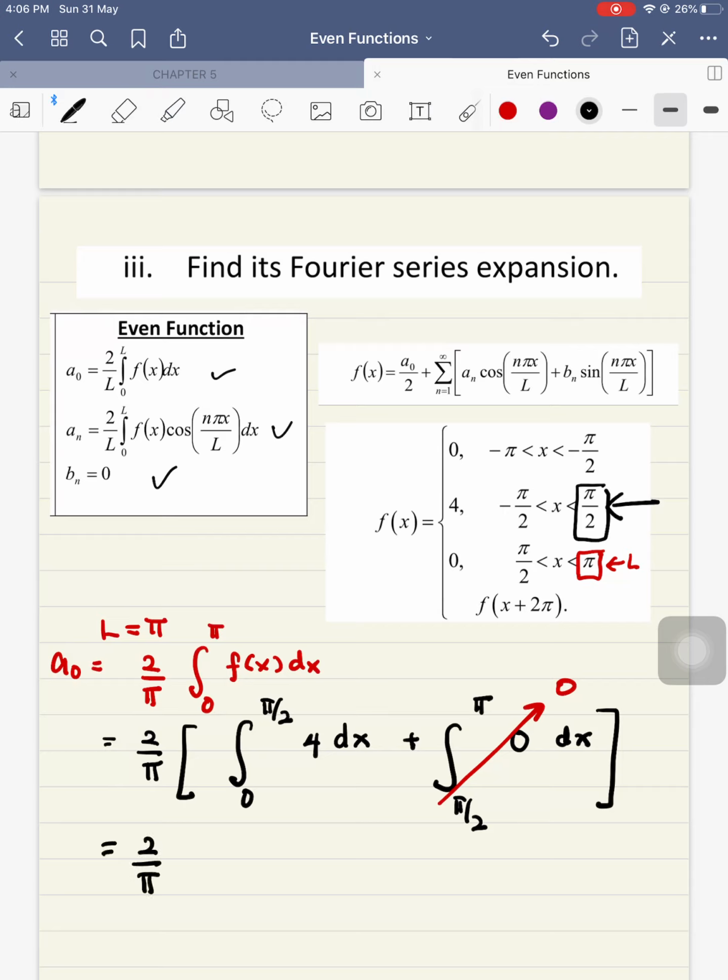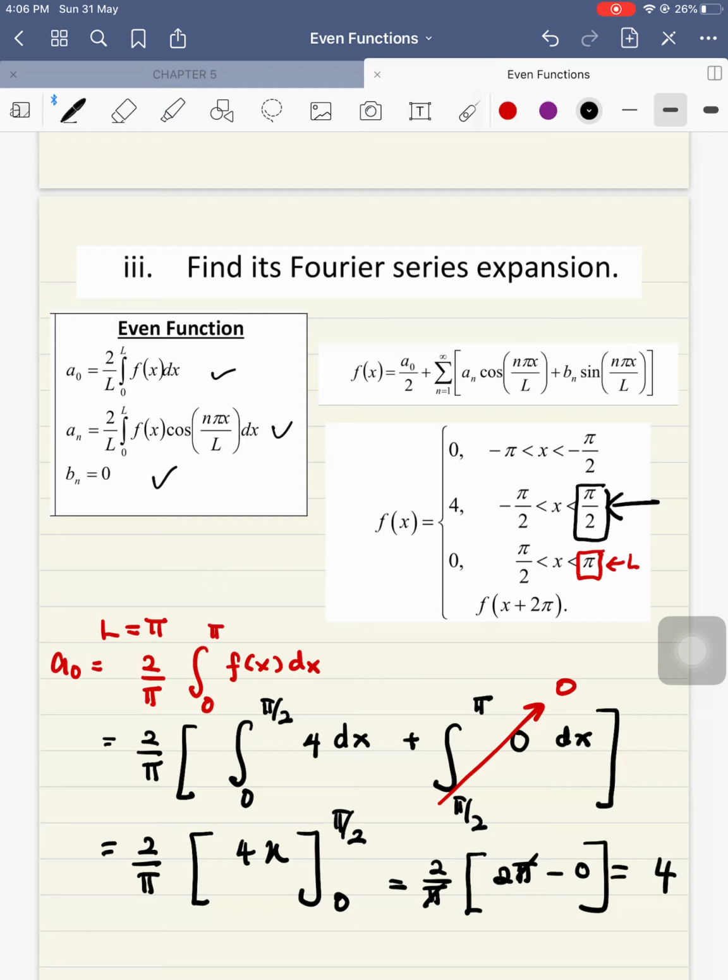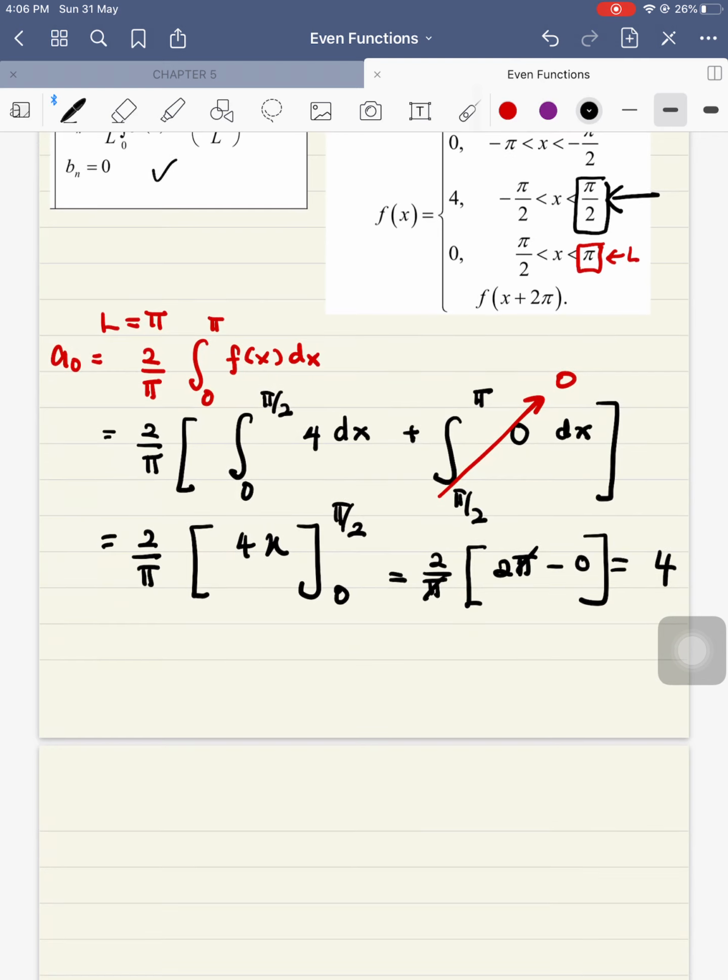So integrate 4 will give you 4x, pi over 2, 0. Therefore this one is equal to 2 over pi. So substitute when your x is equal to pi over 2, then you will have 2 pi minus 0. So therefore you will have 4. Okay, so settle with your A naught.